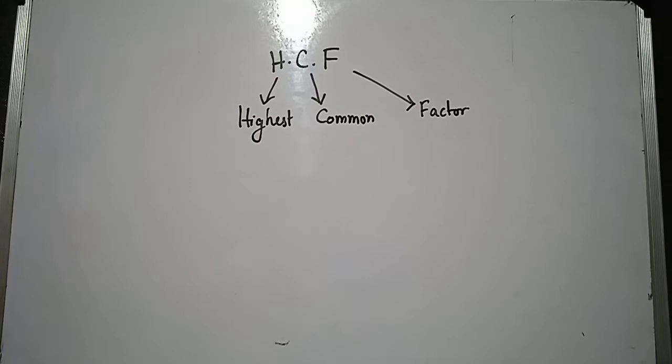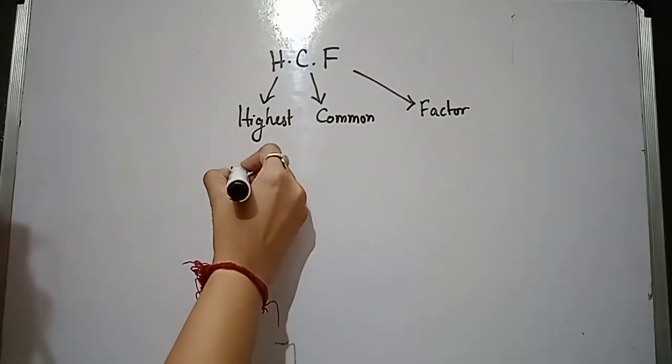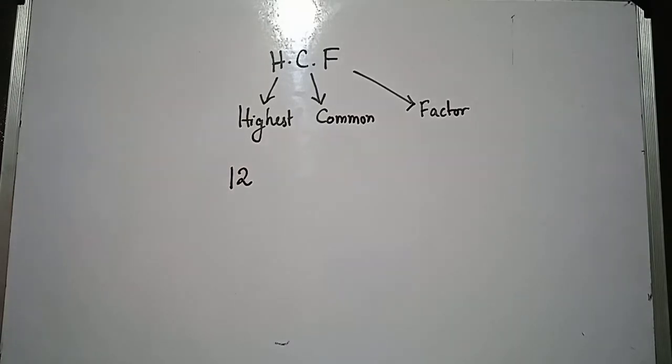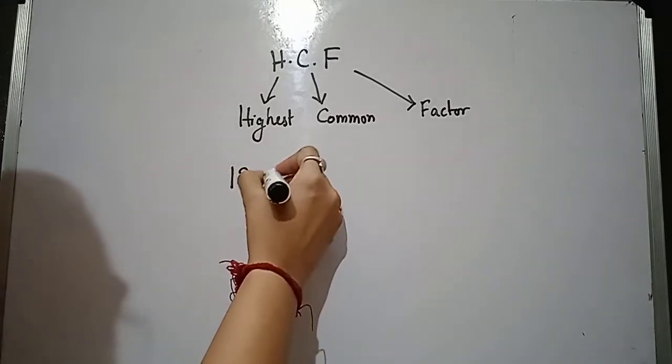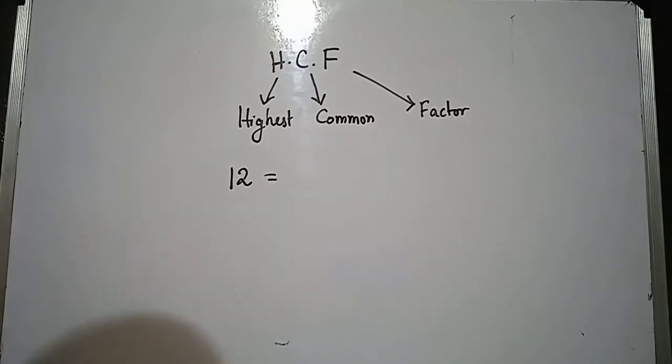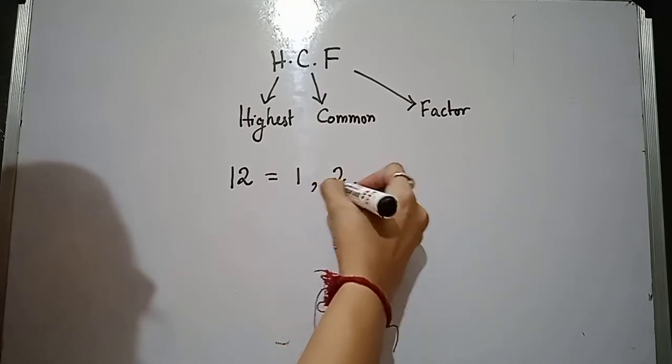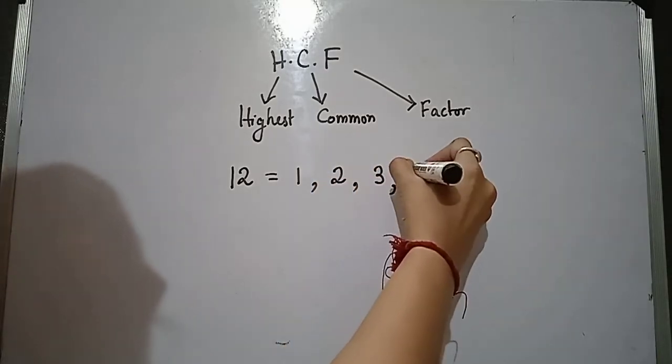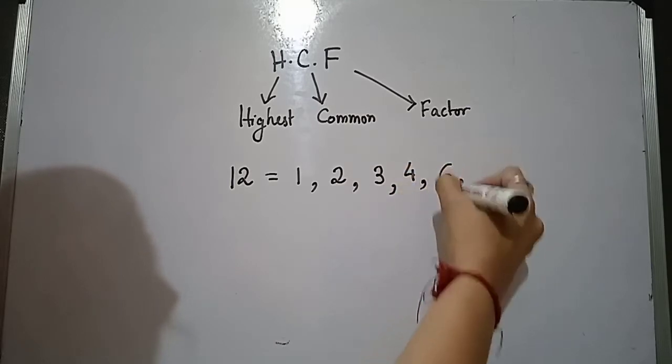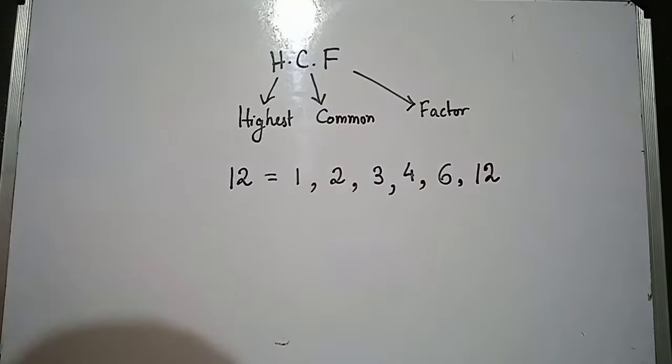So we already know about factor, right? If two numbers are given, how can we find the common factors among them? First let us see what is factor. If this is a number 12, and I need to find the factors, I need to find the numbers that can divide 12. So 1 can divide 12, 2 can divide 12, 3 can divide 12, 4 can divide 12, 6 can divide 12, and 12 can divide 12. So these are the factors of 12.